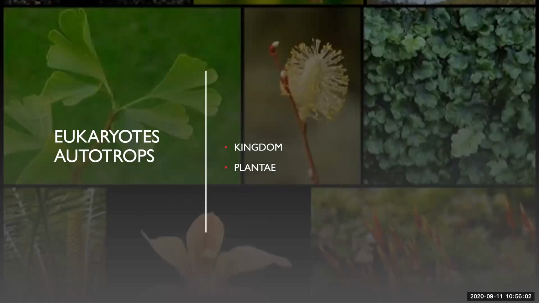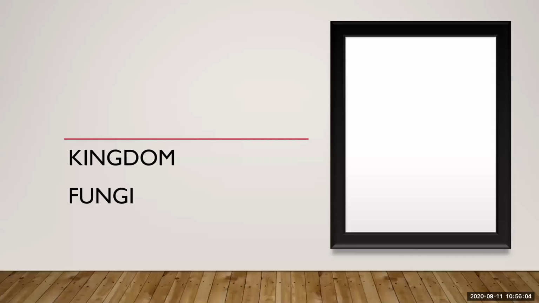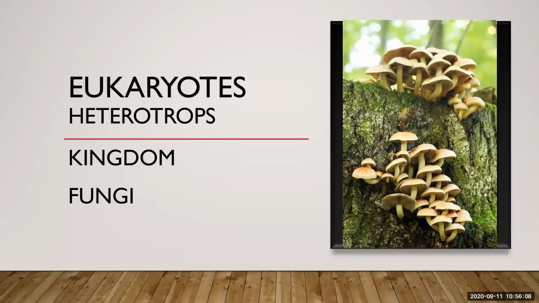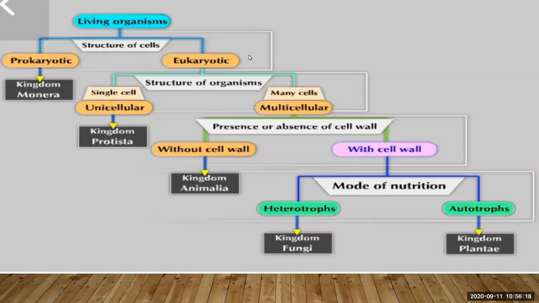Okay. Then kingdom Fungi. Fungi means what? These are heterotrophs. They are eukaryotes, multicellular, and they are heterotrophs. They cannot produce their own food. So these are the 5 kingdoms. On this basis, see here the flow chart showing living organism structure of the cell.